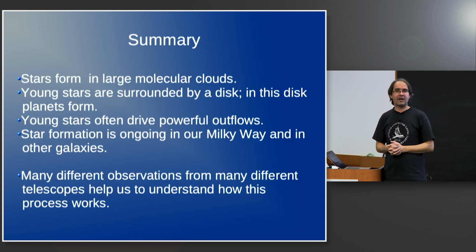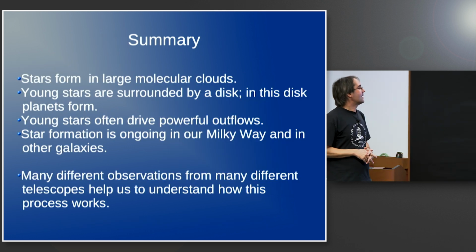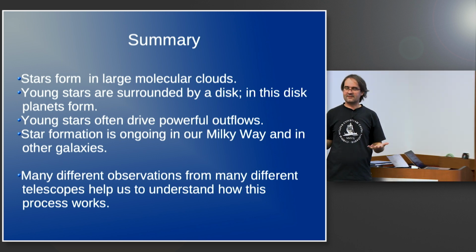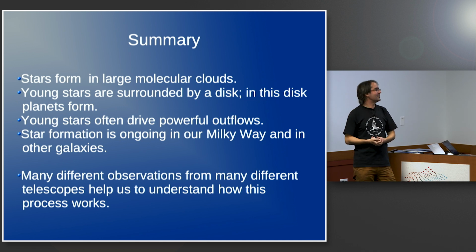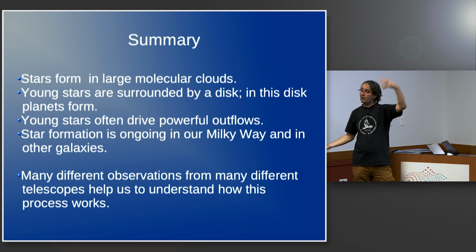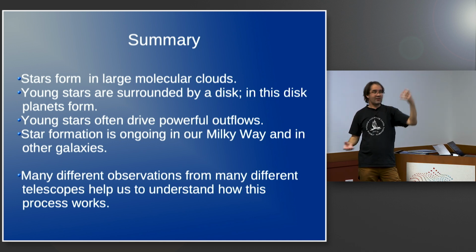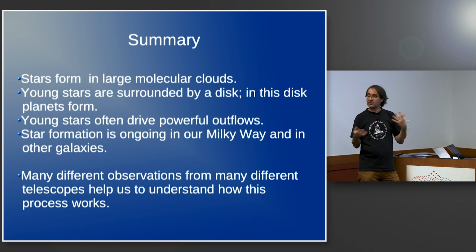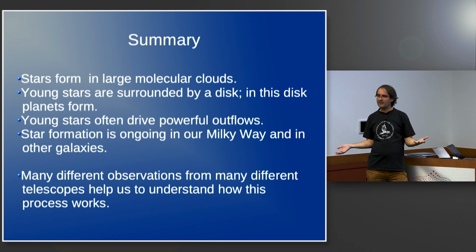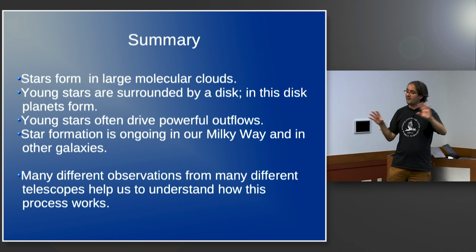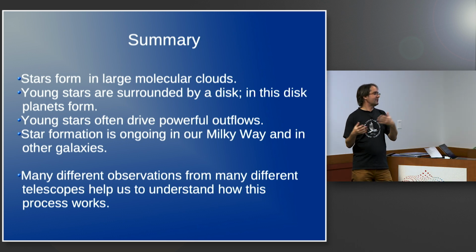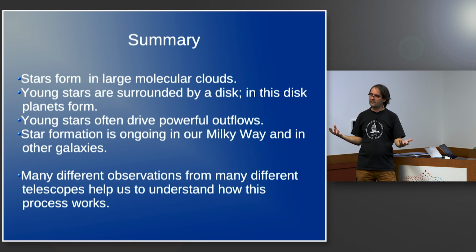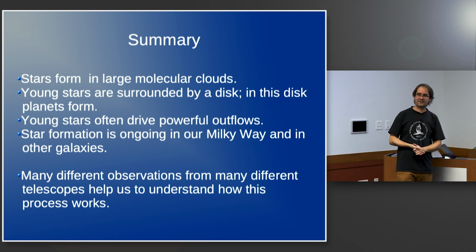Okay, stars form in large molecular clouds. Young stars are surrounded by disks. In this disk, we form planets. Or the stars form planets. We don't, but we observe planet formation. Young stars have these powerful outflows, these jets that drive stuff into space. Star formation happens right now in the Milky Way. It's not over. Even though Earth is old, stars and planets are still forming almost everywhere. And we do many different observations. We use different telescopes, so we can look at different wavelengths. We can look at different aspects to better understand how that works.